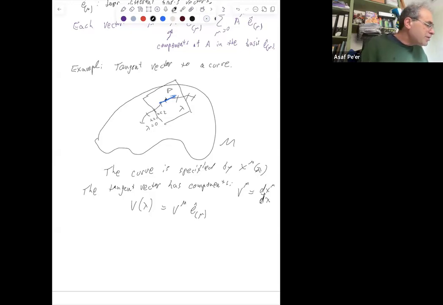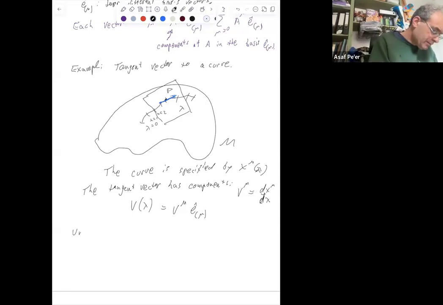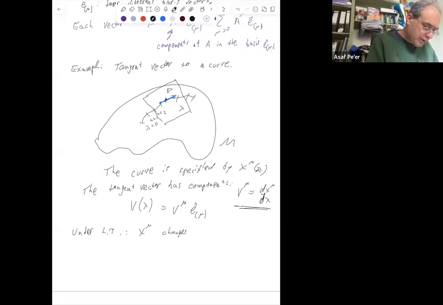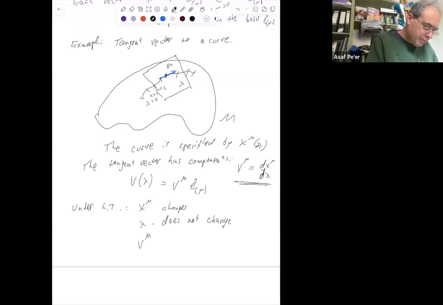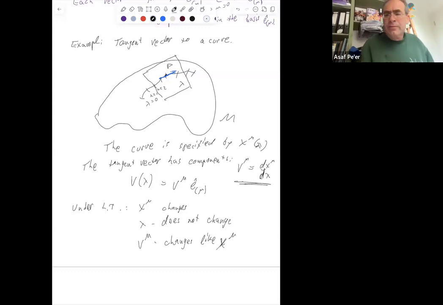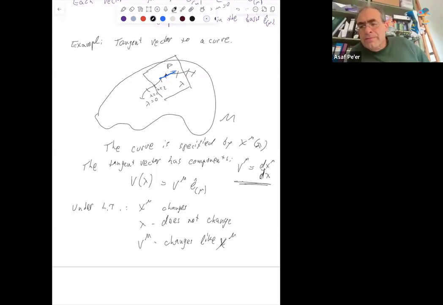Now, when we're making a Lorentz transformation, of course, the coordinates x mu change, but the parameter lambda doesn't change. Under a Lorentz transformation, look at that, x mu changes, lambda does not change. So v mu changes like x mu, which proves that this is indeed a vector.